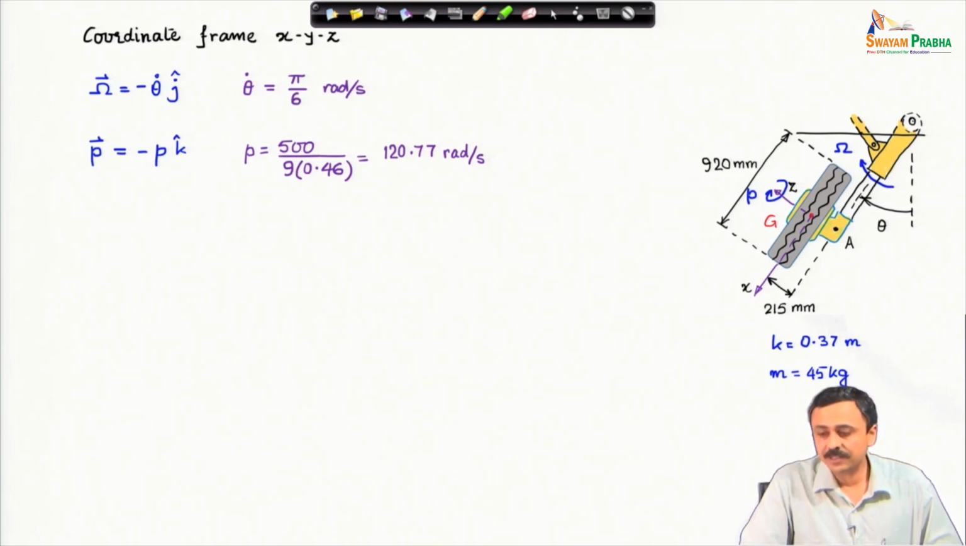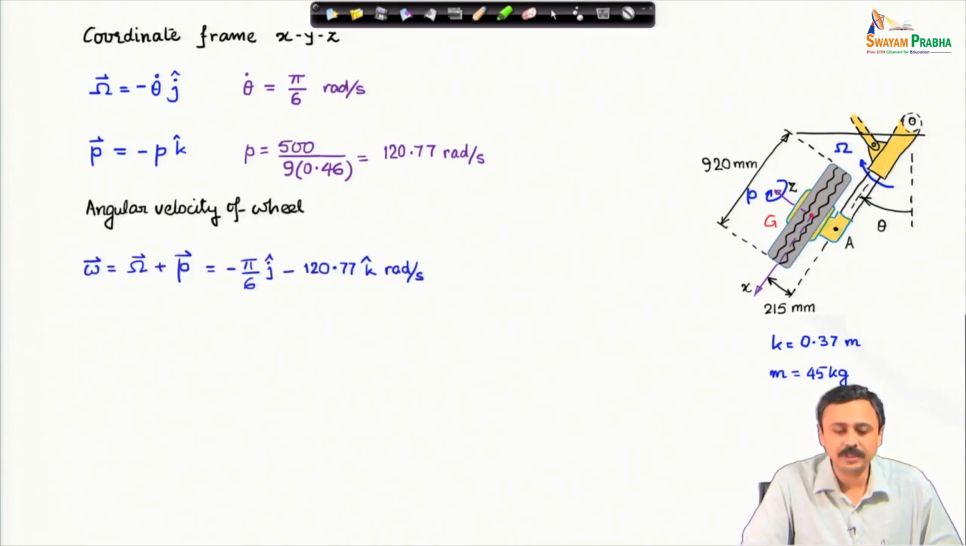Now, the aircraft is coming towards us, this wheel is coming towards us, and if you think about it, the wheel is rotating in the direction that I have marked. It is in the negative z axis direction, so negative k cap direction. Therefore, the spin of the wheel is minus p k cap, and p can be determined from the takeoff speed, which is 200 km per hour, 500 by 9 meter per second, and the radius of the wheel is 0.46 meter, the diameter is 920 millimeter, and that gives us the spin of the wheel as 120.77 radian per second.